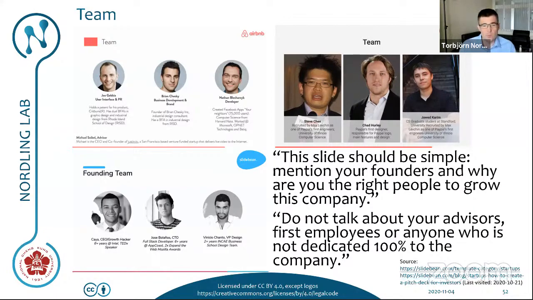So to take an example from YouTube, you have the three co-founders, Steve Chen, Chad Hurley, and Jawed Karim, and under each of them listing some of their experiences and qualities that make them together a winning team that can implement the business successfully.